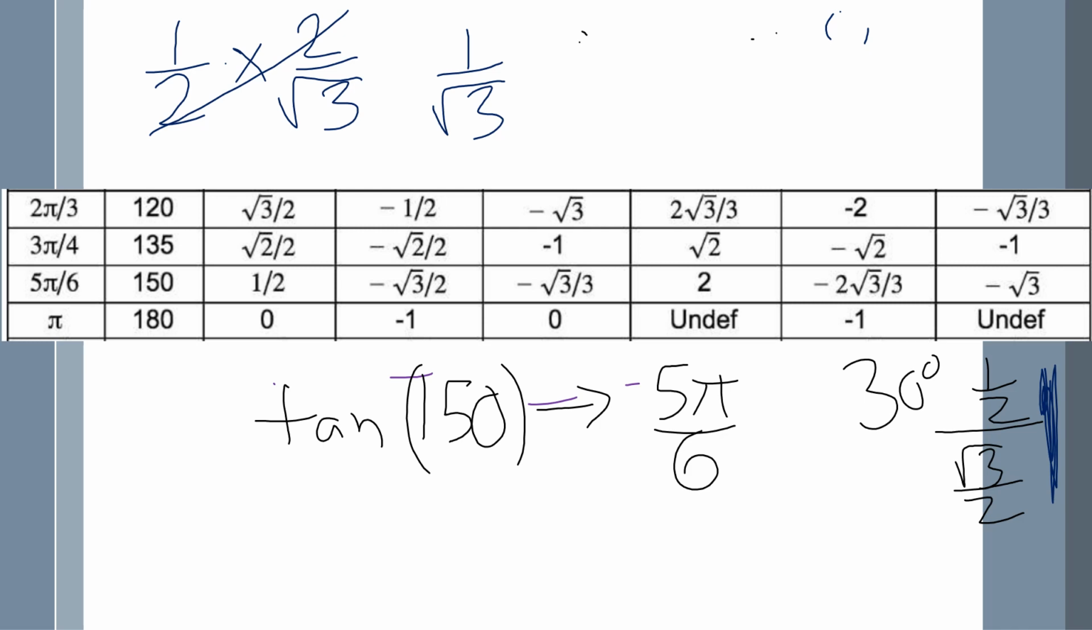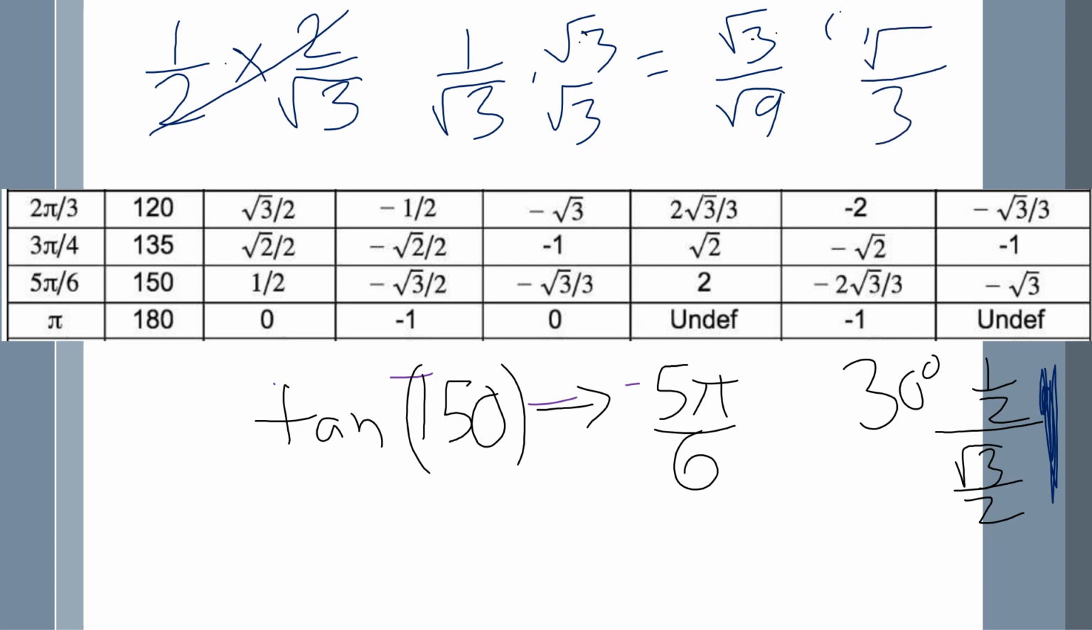So let's flip this around. Well, to do that, we have to multiply by square root 3 over square root 3. So that's going to be square root 3 over square root 9. We know square root 9 is just 3, so it's square root 3 over 3. I'm missing one little thing, and that's the negative sign, because 150 is in quadrant 2, and we know that cosine is negative there.